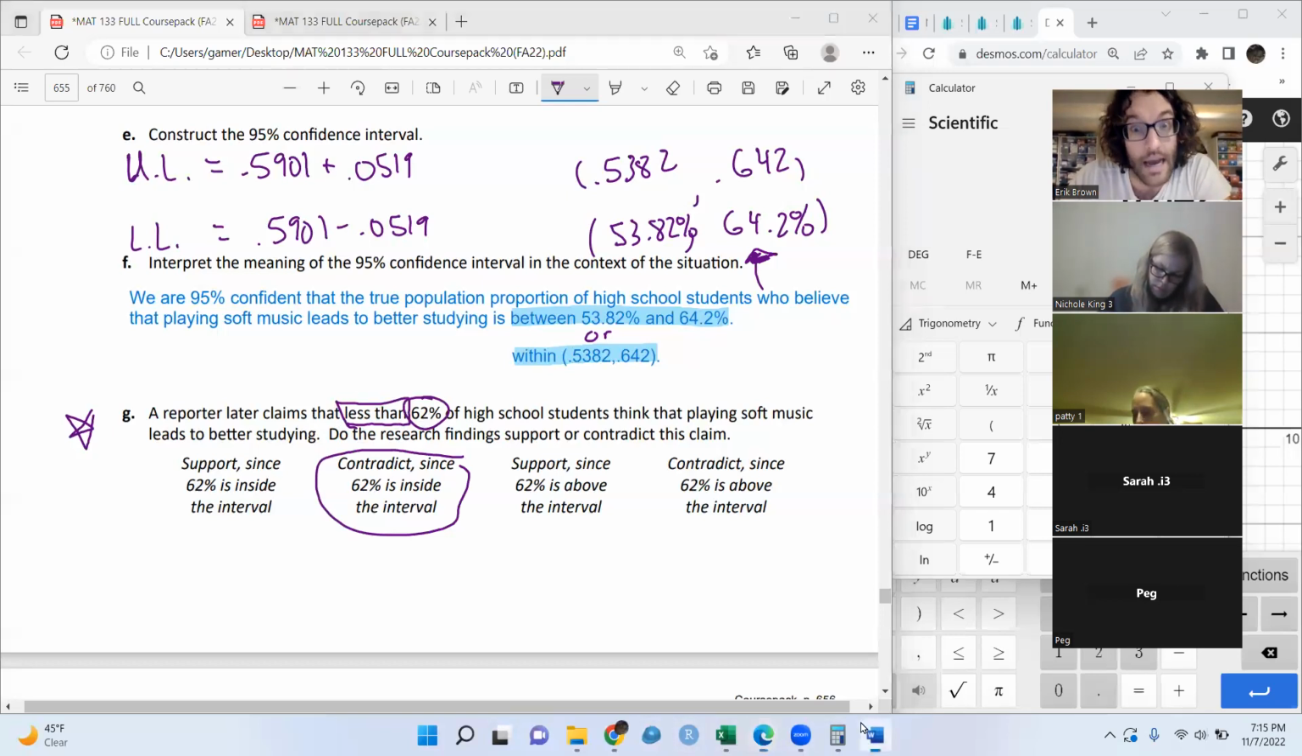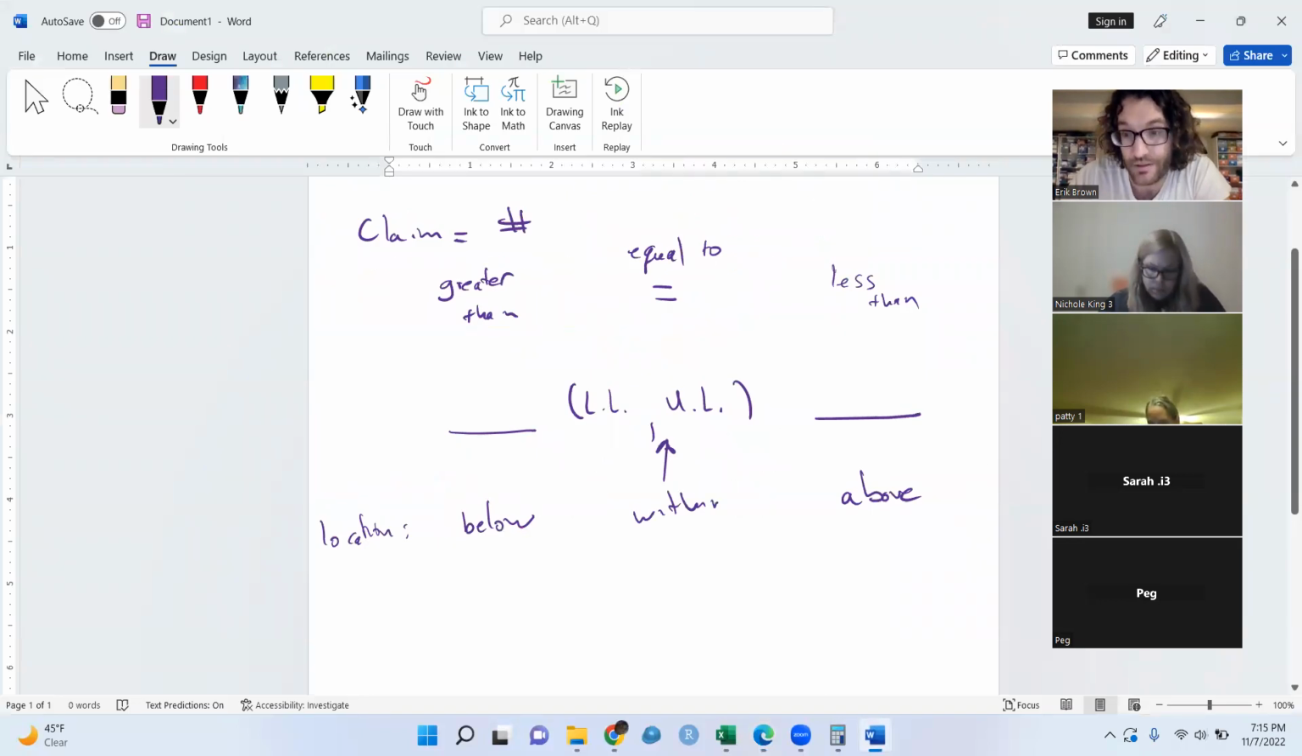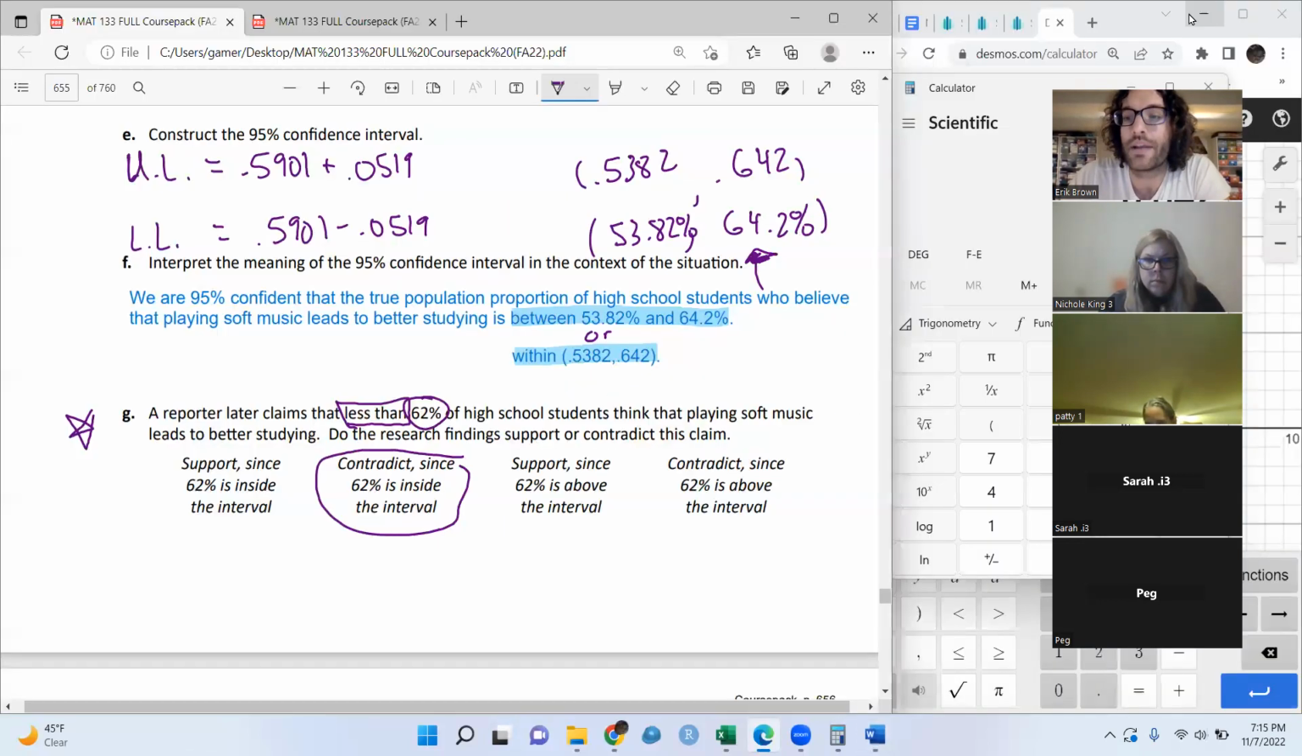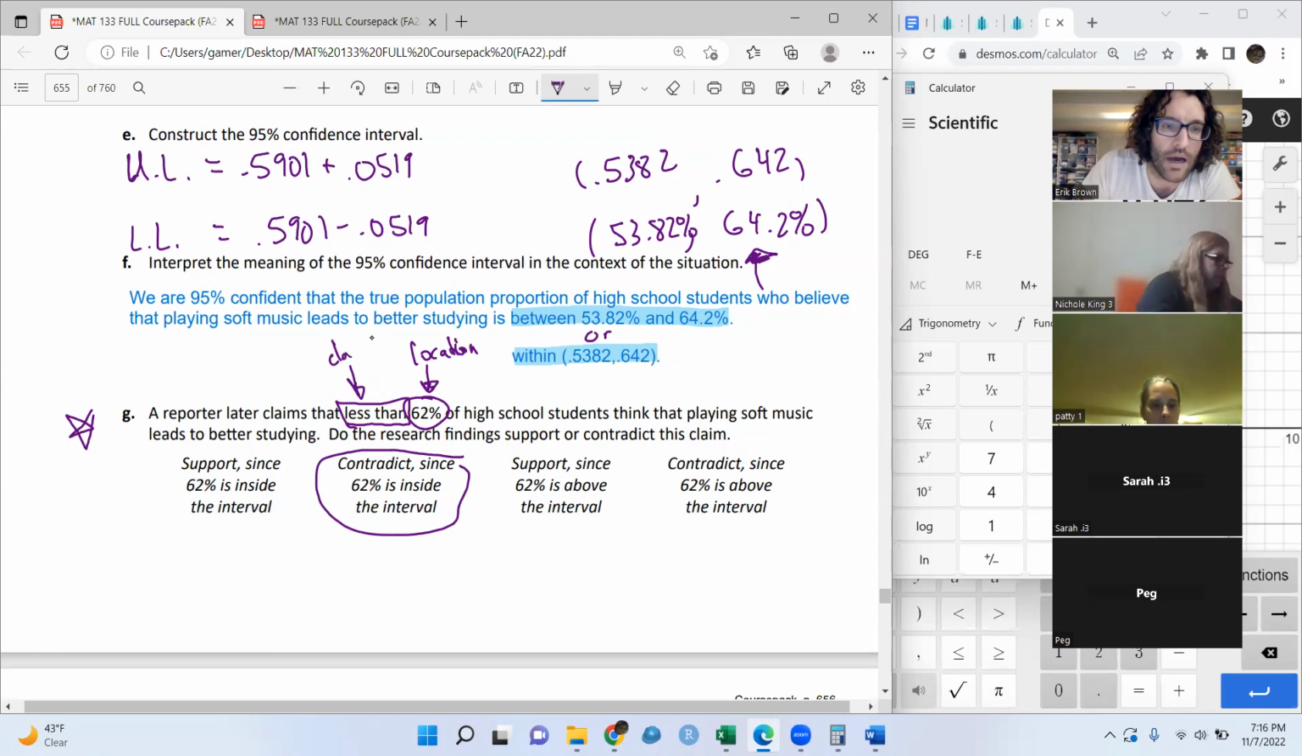So there are 6 options here, 6 possibilities of what could happen. When we get to chapter 11, it's super straightforward. Is 0 in the interval or is it not? Here you have to track the number and the location. I should say, the location of the number and the claim about that number. And then from there, you determine, does it contradict or support?